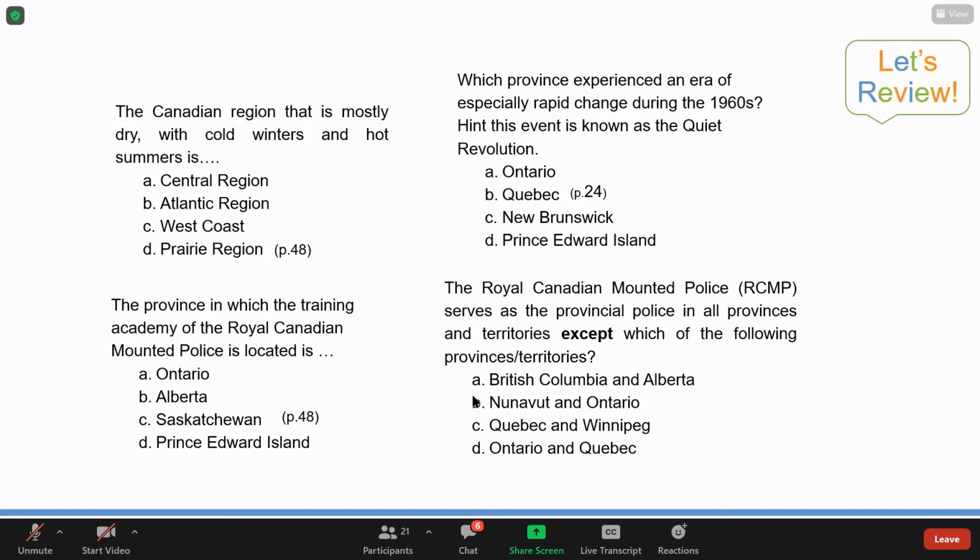which of the following provinces or territories? Ontario and Quebec. That's correct. You did a very good job. So those are a sample of the testing.